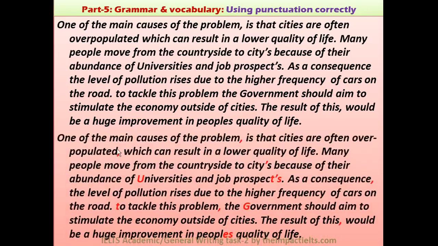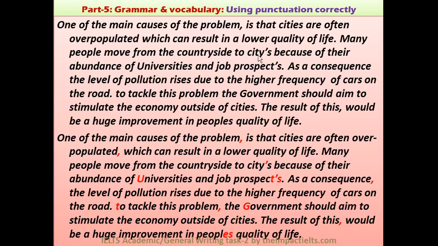The first is, one of the main causes of the problem is that, now the comma here is not right because the sentence continues here, there is no additional information. We cannot use a comma anywhere between the verb and the subject, right? Are often overpopulated, which can result in, now overpopulated, and then we are using non-defining clauses. So I'm not defining it, so you need to use a comma here: which can result in a lower quality of life.